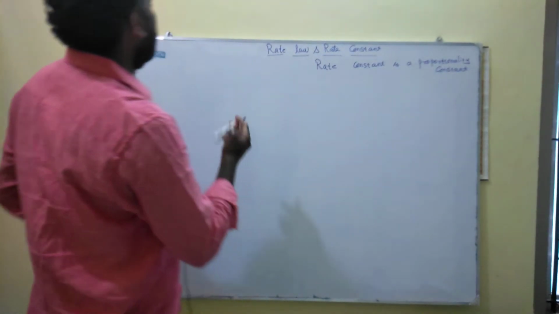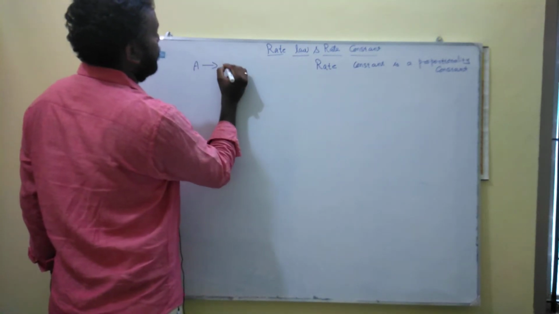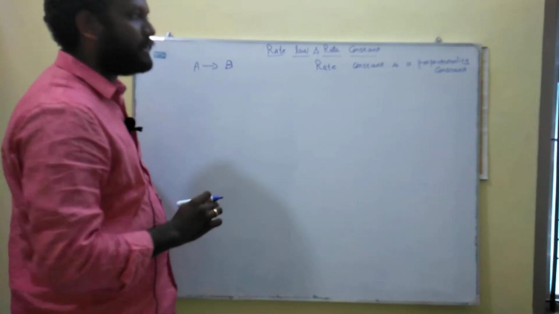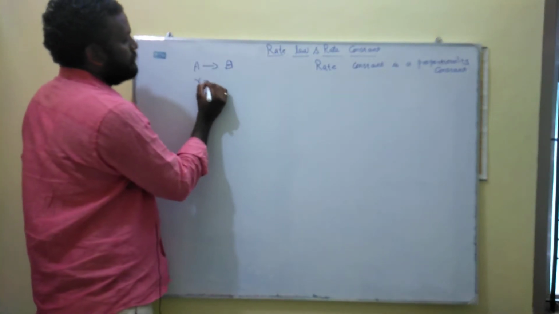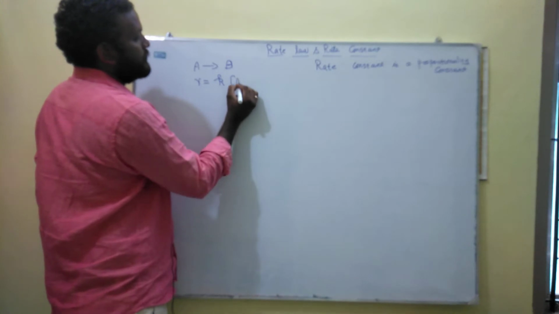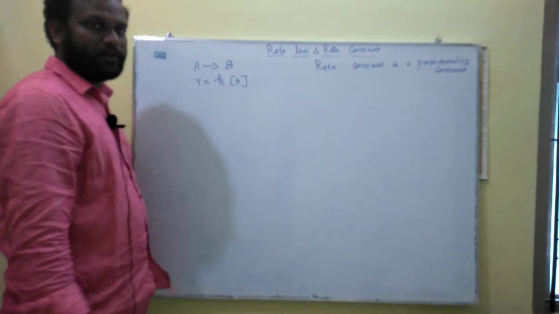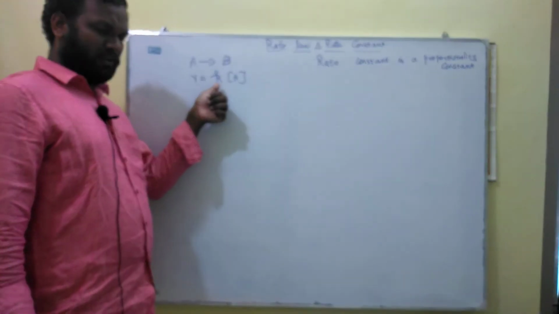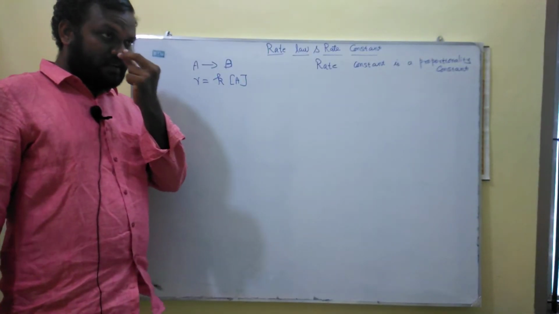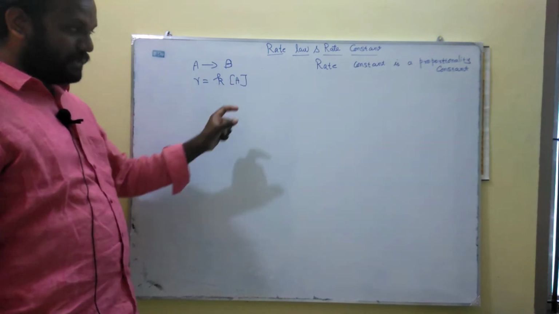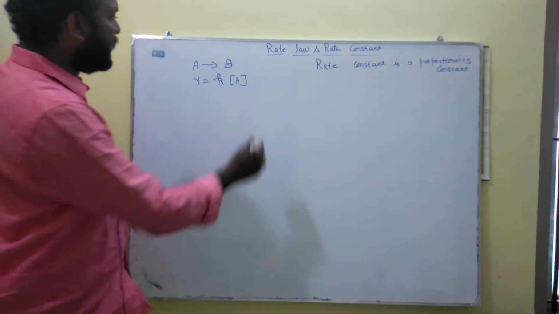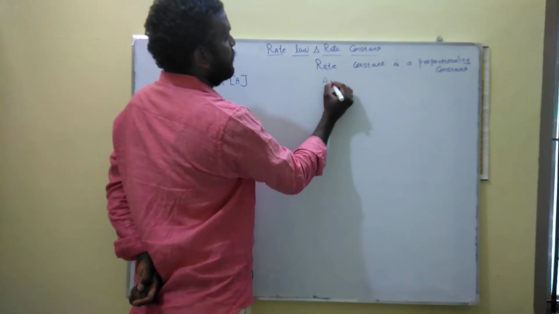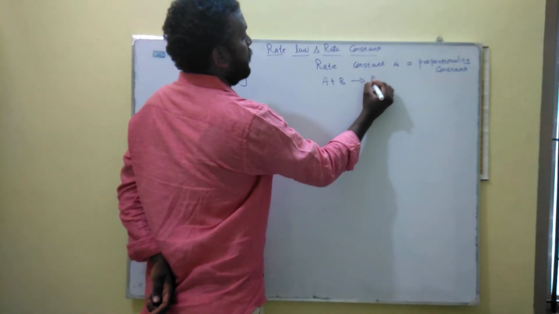Rate law for any chemical reaction can be written as follows. Suppose A gives B. This is for a general chemical reaction. You can write the rate law as R is equal to K into the concentration of A, with respect to A. So the rate law relates the rate of reaction, the rate constant and the concentration of the substance. Here in this rate law, suppose you write A plus B gives product.